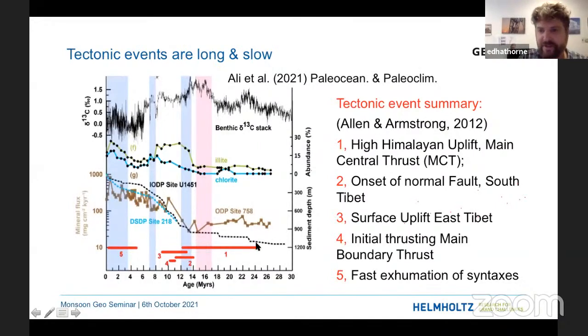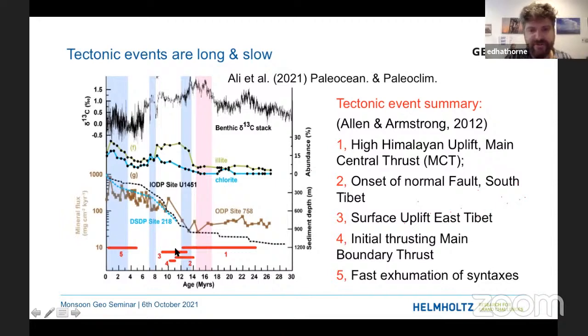So first we had the high Himalayan uplift, the main central thrust. This is where a lot of erosion happened, probably filling in these basins. Then we have the onset of the normal fault here around the mid-Miocene. And the mid-Miocene, this period between 14 and 10, is quite an active period. So we stop the uplift and it changes. There's a reorganization with the onset of the normal fault.